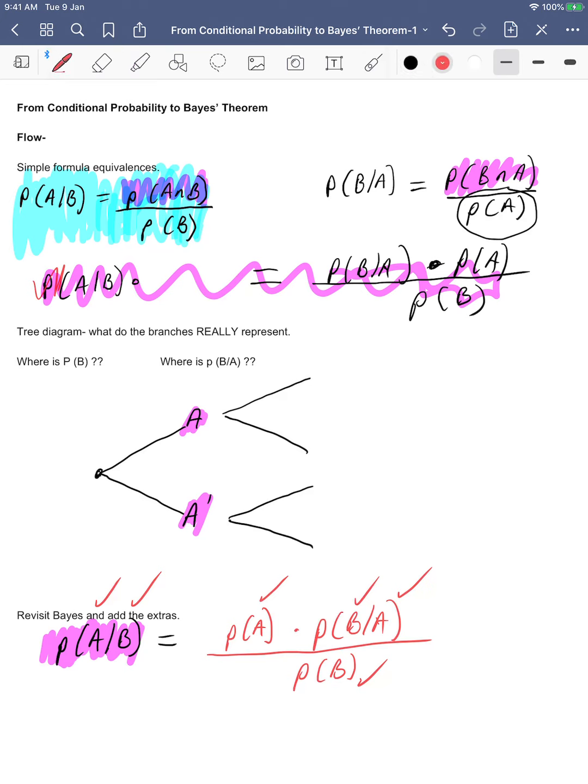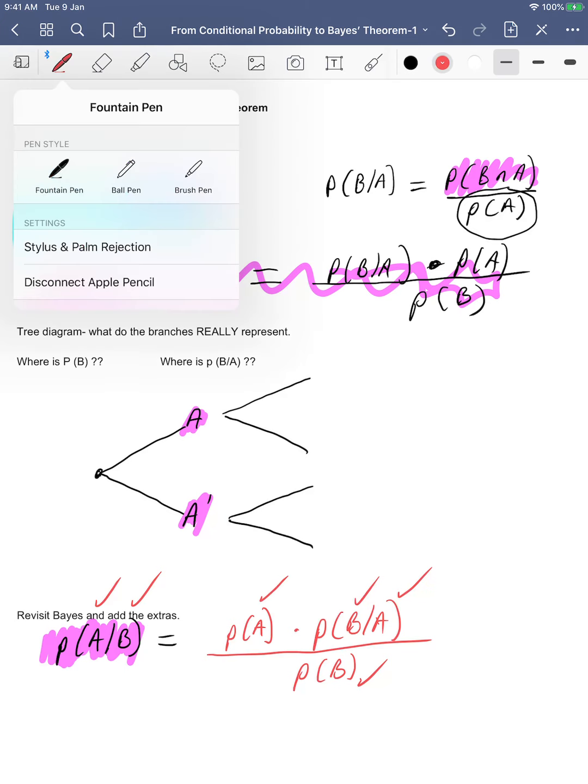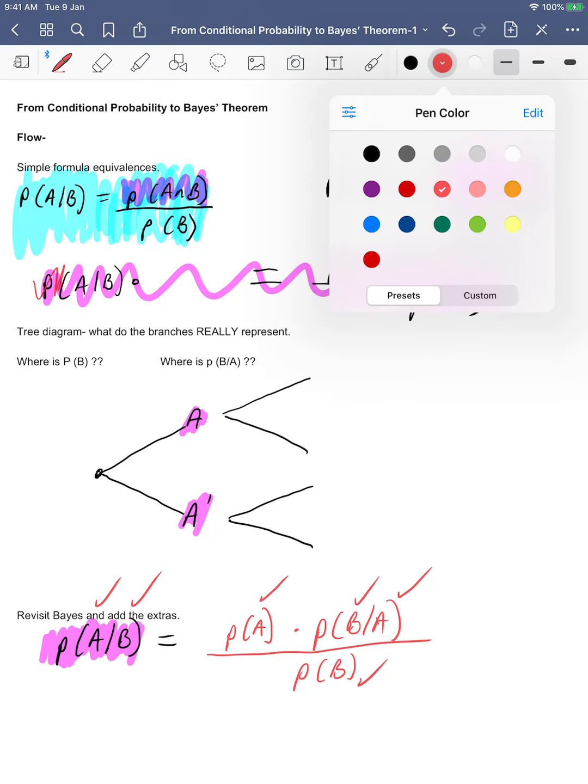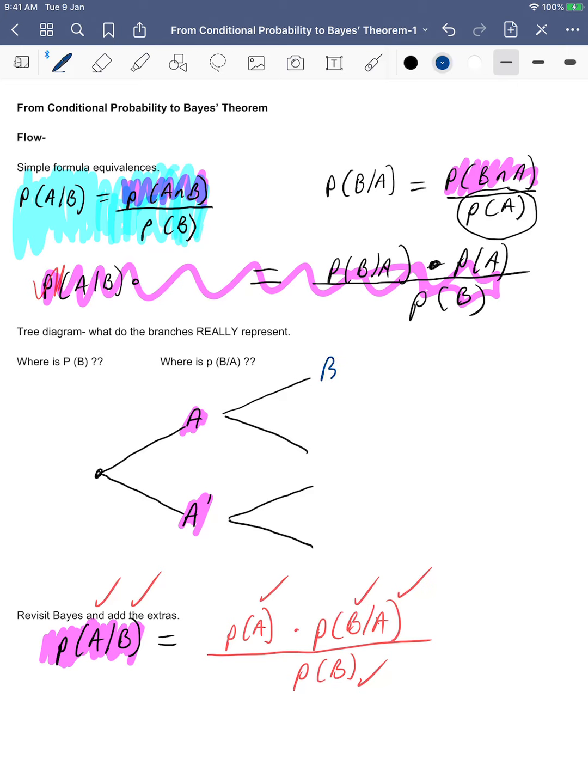Now, usually what we would do is, let's go for event B now. B in blue. So B happens or B doesn't happen. B happens, B doesn't happen, okay? And then we get to the end of the branches to get the final probability. We multiply along the branches, okay? So on this branch, this would be P of A, and this would be P of B. So at the end of here, this would be P of A times P of B.